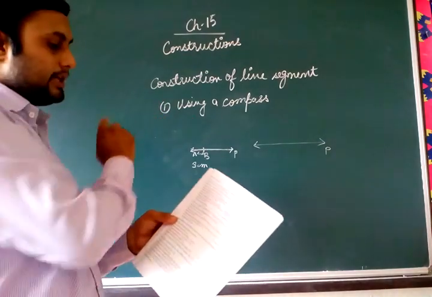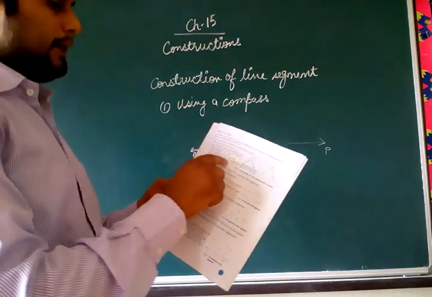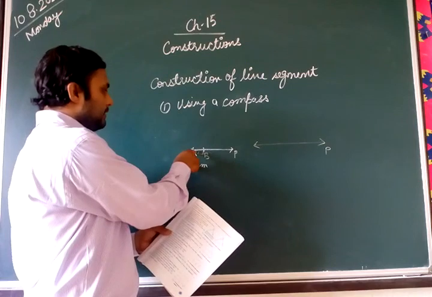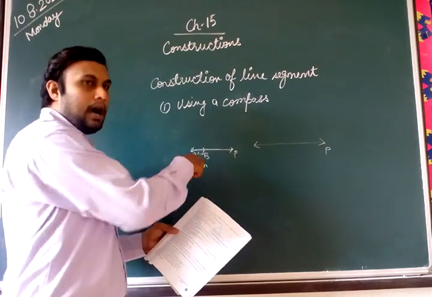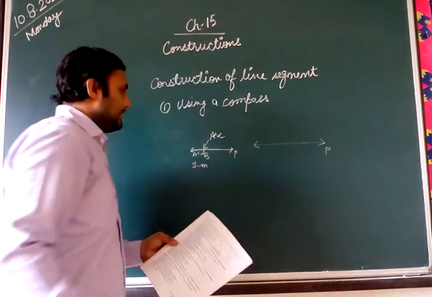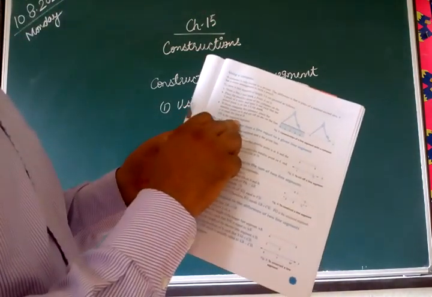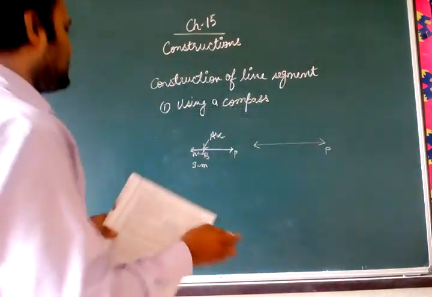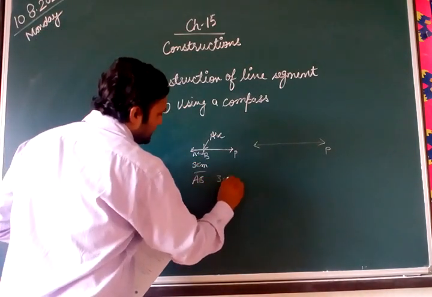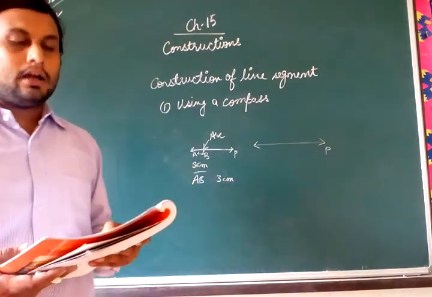We have taken 3 cm here. Without changing the distance, place the metallic point on A and cut off an arc. We have placed it on point A and put an arc. This arc is the one we have drawn with the help of our compass. So this AB is the required segment. In your book the AB is 3.6, and here we have drawn AB of 3 cm. In this way we can draw a line segment using the compass.